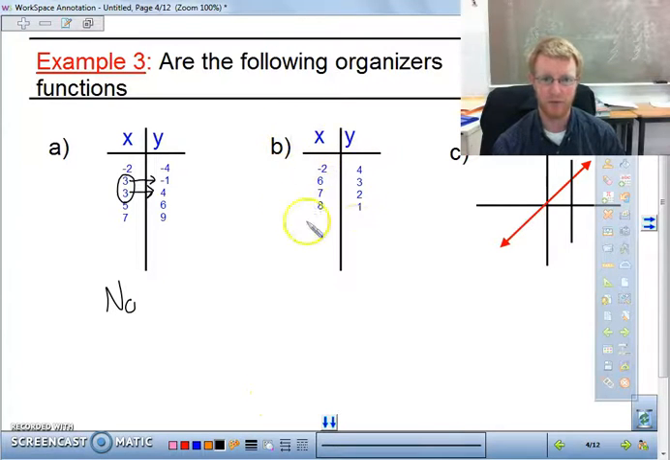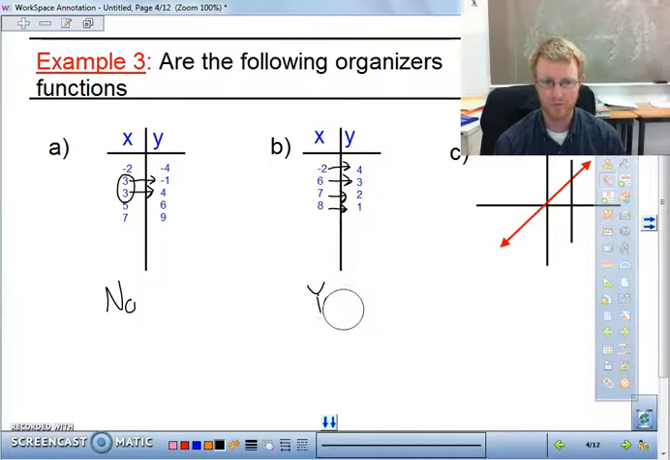In part B, again, reformat that, rewrite it if you need to. This one, we're looking at all of our inputs. Notice all of our inputs are different, and they all go to exactly one output. So in this one, absolutely yes, this is a function.